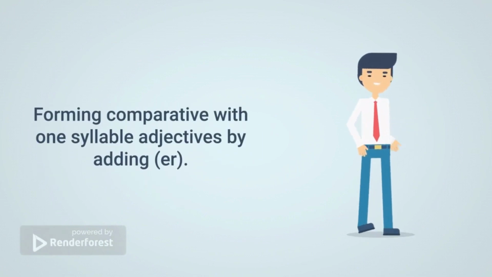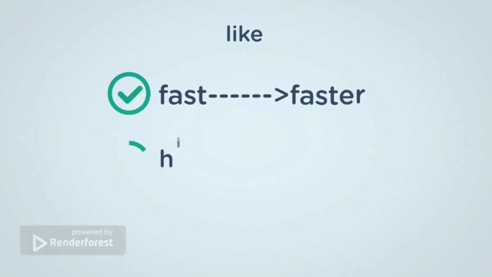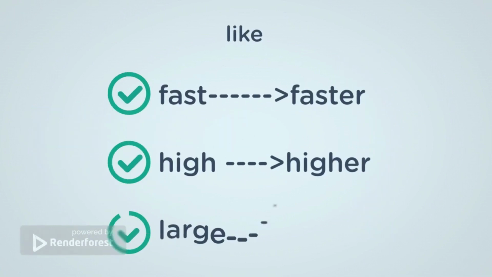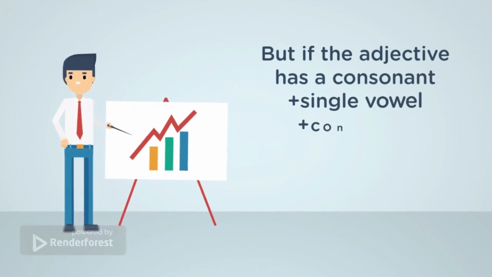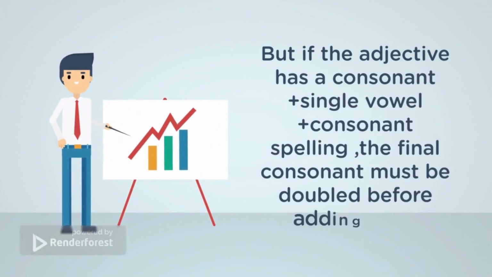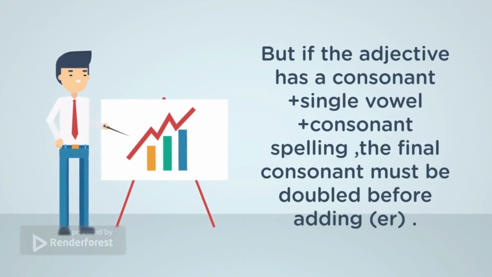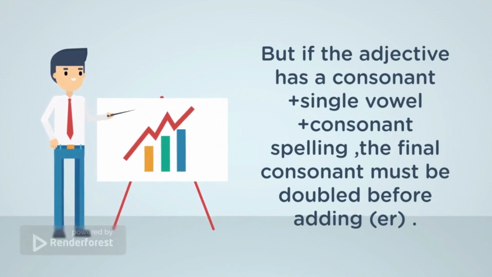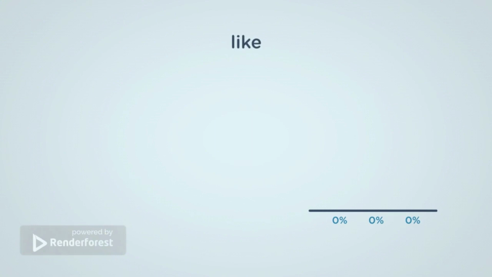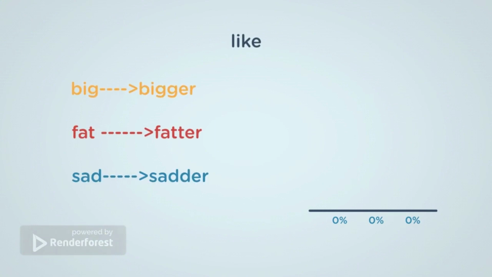Forming comparatives with one-syllable adjectives by adding er, like fast, faster, high, higher, large, larger. But if the adjective has a consonant plus single vowel plus consonant spelling, the final consonant must be doubled before adding er, like big, bigger, fat, fatter, sad, sadder.